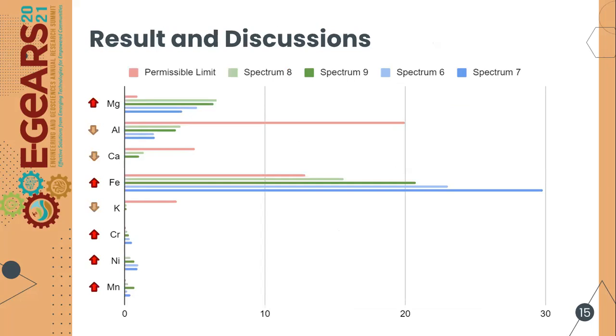It was found that magnesium in the silt has concentrations of 4.57 to 7.3 times more than the permissible limit. Iron has concentrations of 1.2 to 2.3 times more than the permissible limit. Chromium has concentrations of 2.1 to 5.1 times more than the permissible limit. Nickel has concentrations of 88 to 194 times more than the permissible limit. And lastly, manganese has concentrations of 2 to 7.2 times more than the permissible limit.